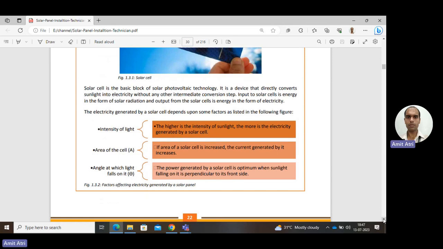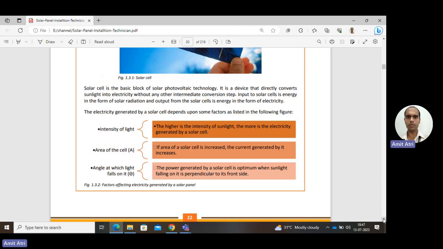The solar cell is the basic block of solar photovoltaic technology. It means the first component in the energy conversion system, or the electricity producing system, is the solar cell. It is a device that directly converts sunlight into electricity without any other intermediate conversion step. So the input is light energy from the sun, the solar radiation, and the output is in the form of electricity.